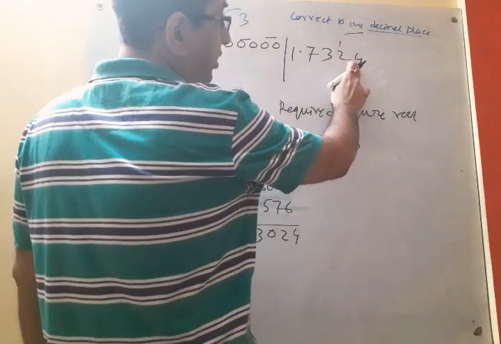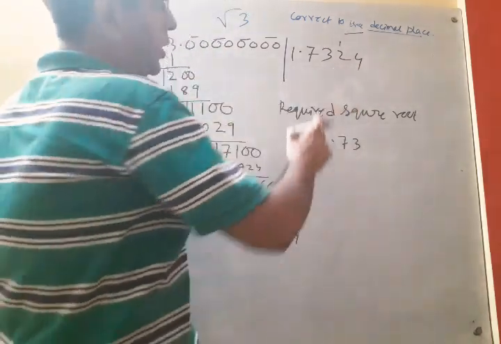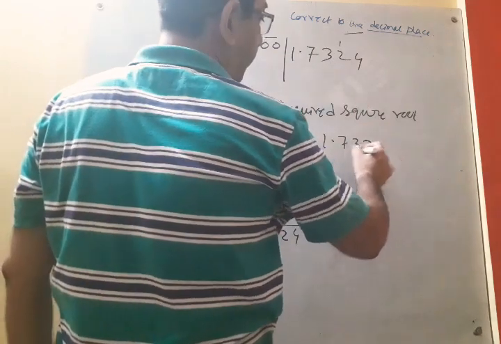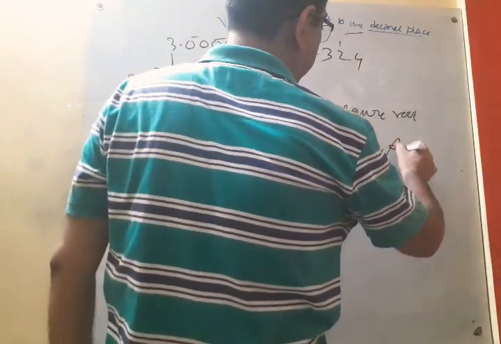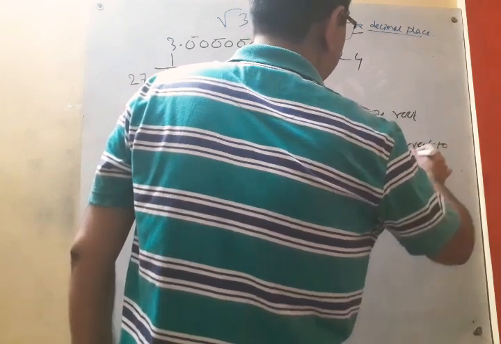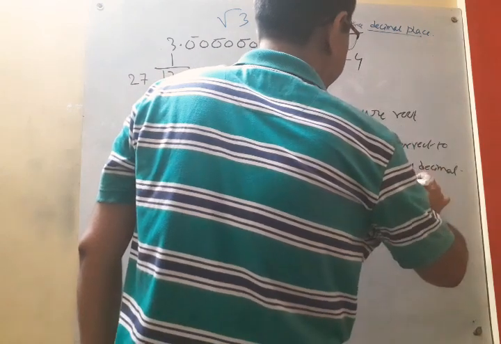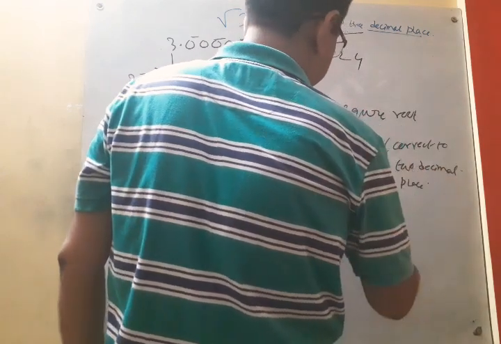After 2 there is 4, which is less than 5. So 2 will remain here, 1.732. This is the answer. We have to write correct to 3 decimal places. Okay, this is the answer.